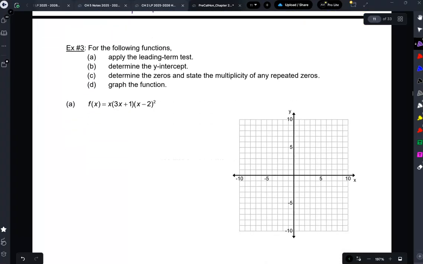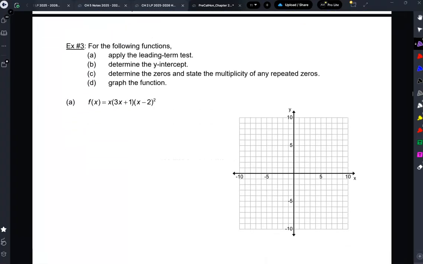Let me do this example. So take a look here. We're going to graph this, or closely, we're going to do an approximation of a graph using A through C. So first we want the leading term test. What is the leading term here?